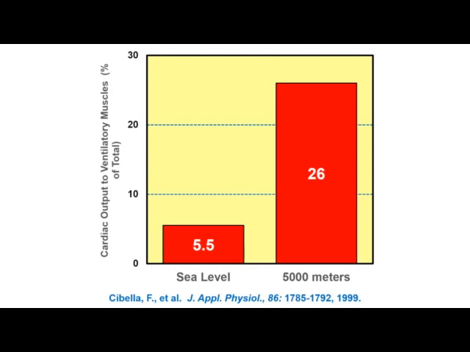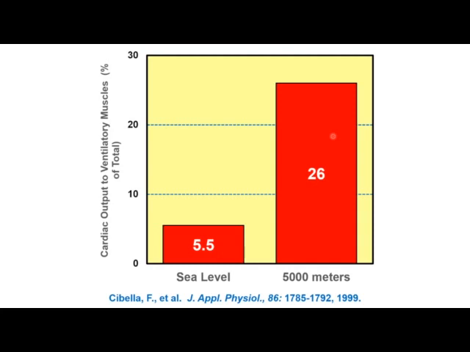So what's shown here is the proportion of cardiac output that goes to ventilatory muscles when exercising at sea level, about 5.5%, versus an elevation of 5,000 meters, which is, again, probably in the range of 16,000, 17,000 feet, which is 26%. So ventilatory muscle fatigue is certainly something that can limit ventilation in individuals with either very high work of breathing due to severe lung disease and/or ventilatory muscle weakness, such as neuromuscular diseases.